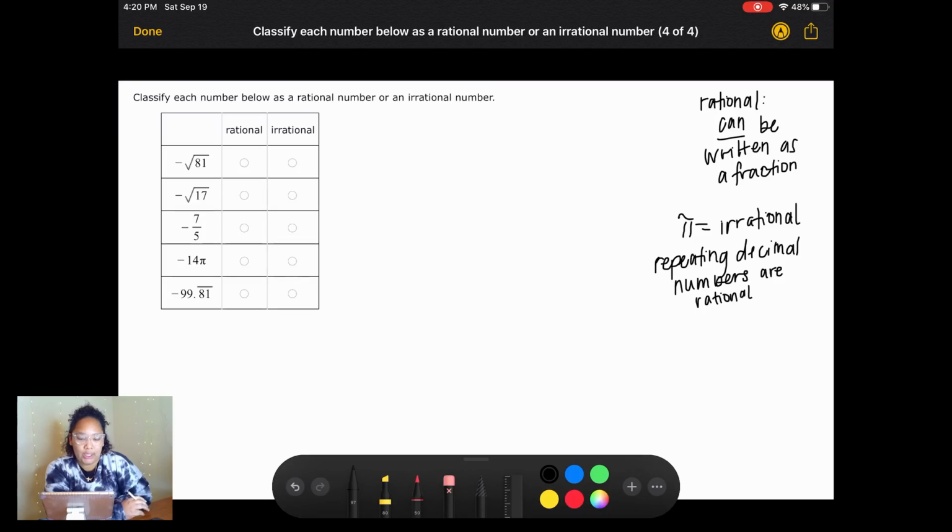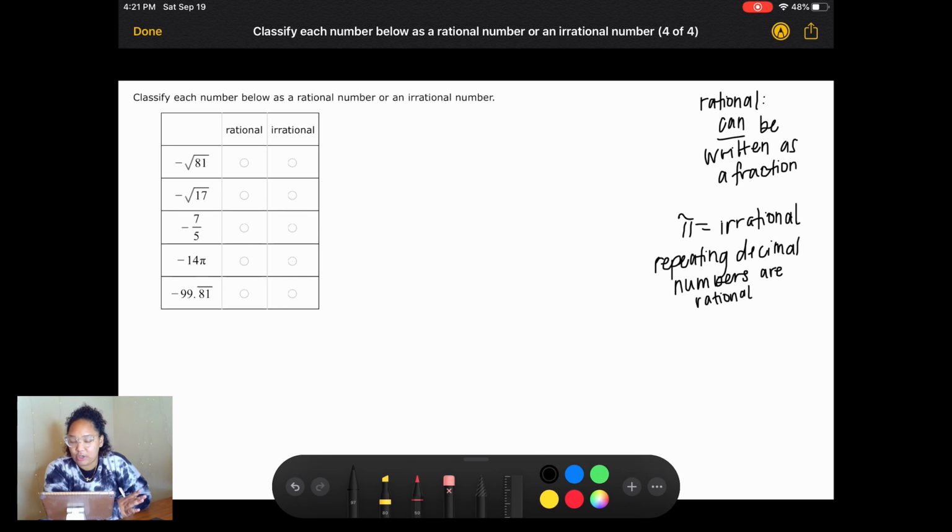Okay, so these questions are going to talk about identifying rational and irrational numbers. If a number is rational, it can be written as a fraction. So if you see a number that can be written as a fraction, it's rational. But if it can't, it is irrational. And I have some examples here for you.